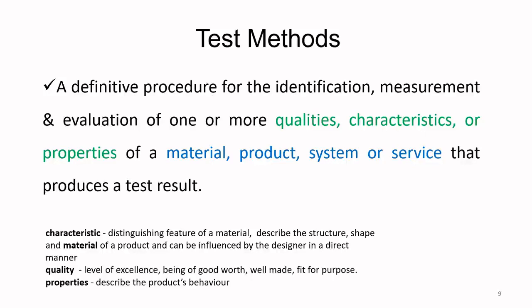So if it is iron, then it will have a distinguishing feature. It's very heavy and it's cold when touched under normal temperature. And the structure, it is very, very rigid. And the shape can be myriad shapes, depending on whatever shape has been given to it. And the material, as in, if it is iron, the material of the product is iron, and iron has a particular, let's say, molecular structure to it.